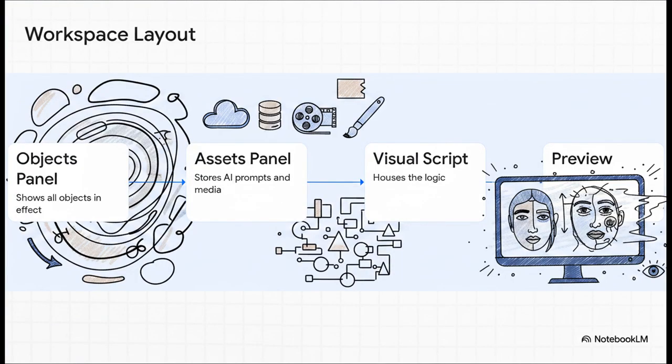Okay, so the best part here, you don't have to build any of this from scratch. The template already sets the stage for you. When you open the tool, your workspace is logically divided up into 4 main areas. Over on the far left is your Objects panel that shows every single element in your effect. Right beside that is the Assets panel. Think of that as your digital storage locker for all your AI prompts and media. Down at the bottom is the Visual Script, which is basically the brain connecting everything together. And finally, over on the right is the Preview panel, which is your real-time testing ground.